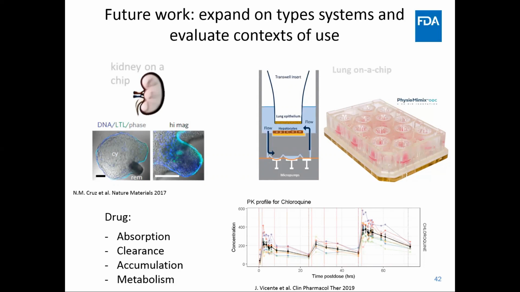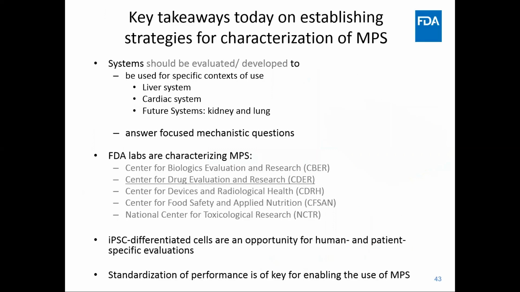And something that we're also looking forward to do in the iPSC-derived field is to differentiate cells from patients that have differences in pharmacokinetics between each other and see if we can emulate these differences in pharmacokinetics between patients while using cells derived from patients in microphysiological systems. This is kind of where the field is going, in addition to continuing our evaluation of liver systems and cardiac systems.